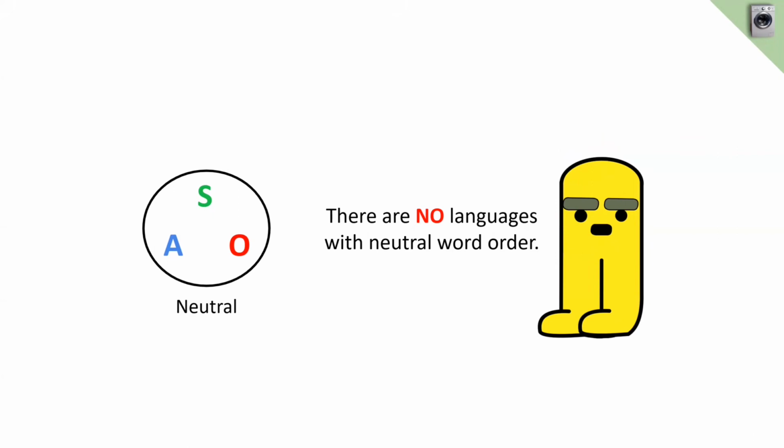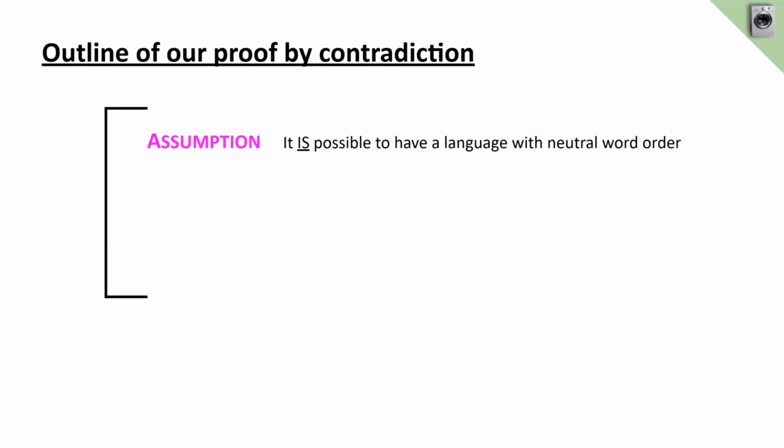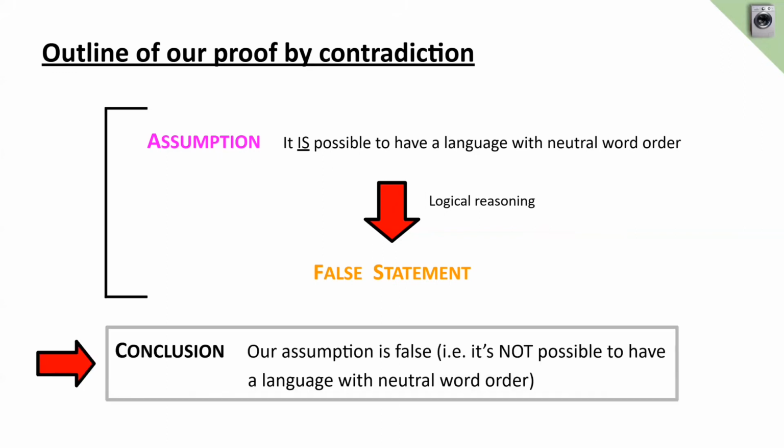To help us understand why a language can't have neutral word order, we'll use something called a proof by contradiction. Here's an outline of what we'll do. First, we'll assume it is possible to have a language with neutral word order. Then, using some logical reasoning, we'll show that believing this assumption forces us to accept a statement that is obviously false. Once we've shown that our assumption has led to an absurd result, we can reject it. In other words, we can conclude that it's not possible for a language to have neutral word order.